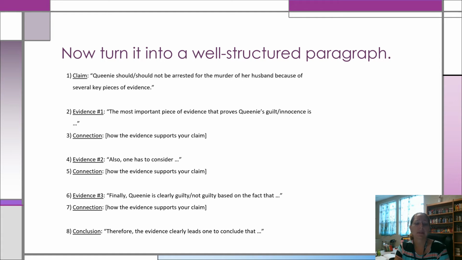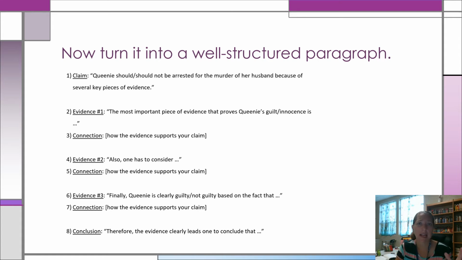All right, evidence number 3, finally, Queenie is clearly guilty or not guilty based on the fact that blank. Fill in that piece of evidence. How does that piece of evidence support your claim? And then your conclusion. Got to have a conclusion sentence. Therefore, or in conclusion, the evidence clearly leads one to conclude that Queenie is guilty, or that Queenie is innocent.